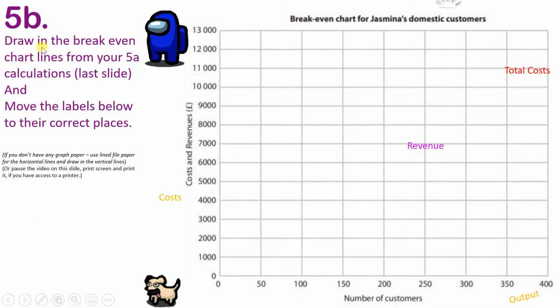First of all, let's make sure we've labelled the x-axis, that is output, and the y-axis is cost, it's pounds, and this time it's cost and revenue. The green line, fixed cost, which is fixed at 4,000. Next, let's take on the red, the total cost, and as you can see it starts at 4,000, which is where the fixed cost line is.